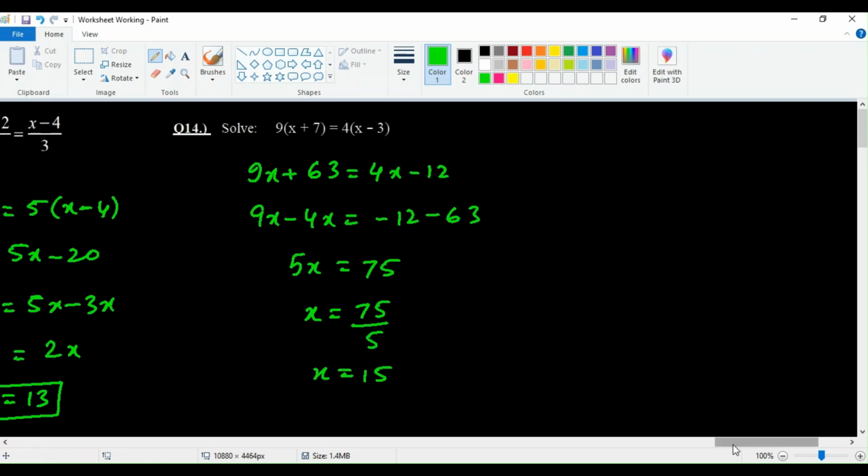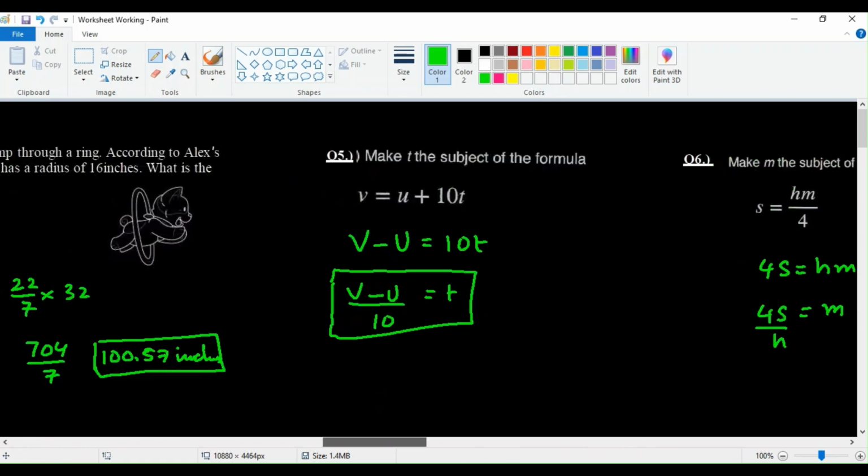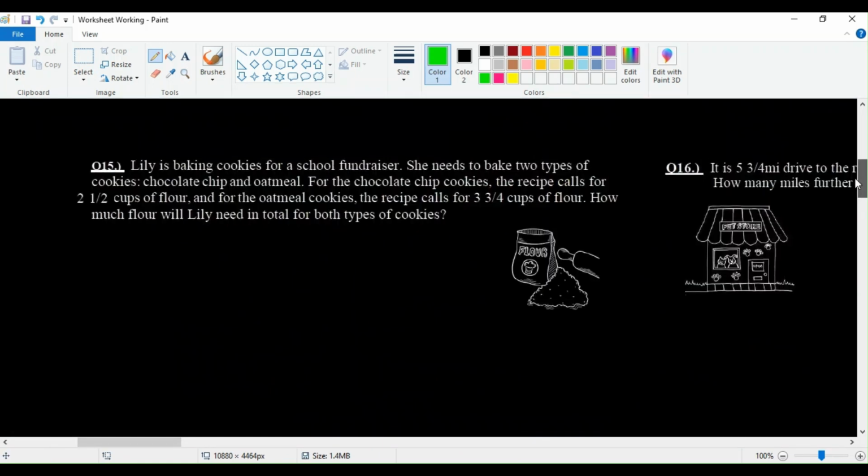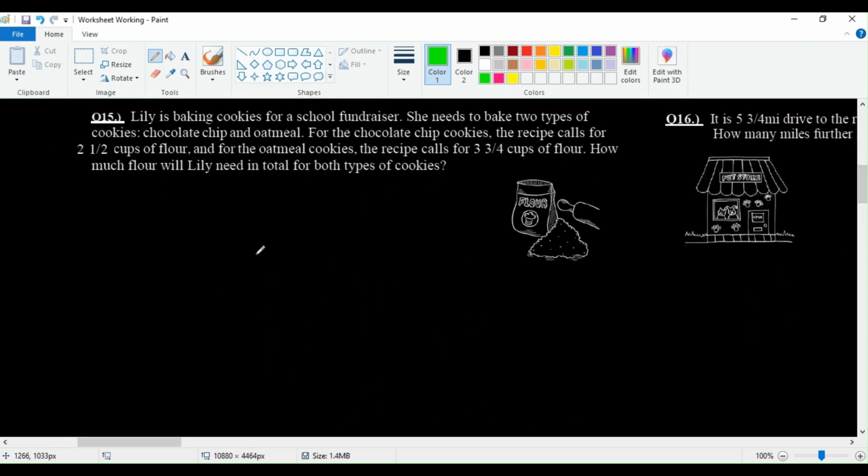Moving on to the next question, which is question number 15, that you can find over here. Now it says question number 15, Lily is baking cookies for a school fundraising, and she needs to bake two types of cookies, chocolate chip and oatmeal. For the chocolate chip, the recipe calls for 2.5 cups of flour, and for oatmeal cookies, the recipe is 3/4 cup of flour. How much flour will Lily need in total?